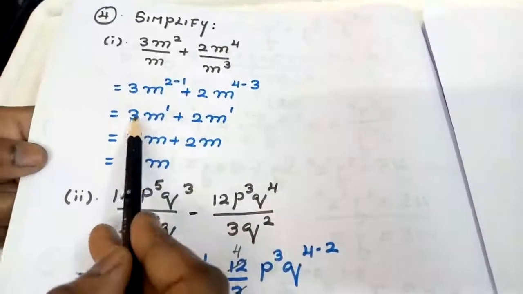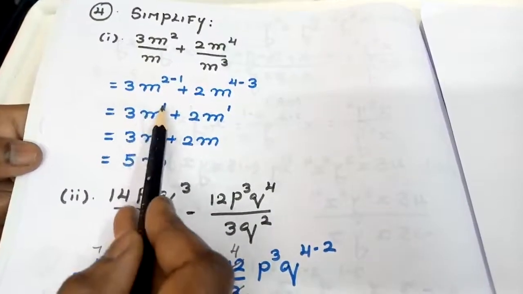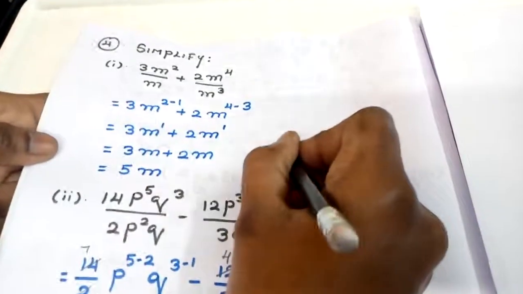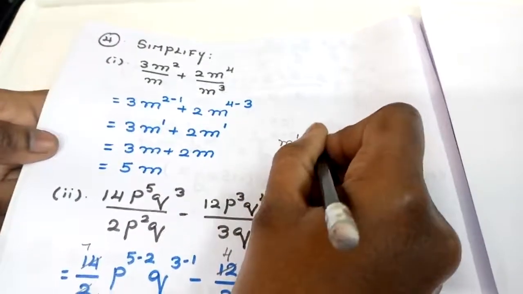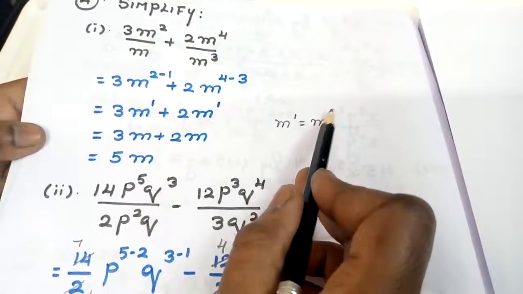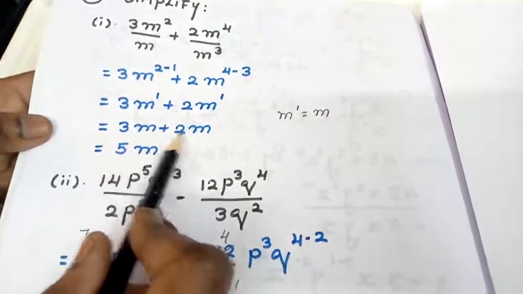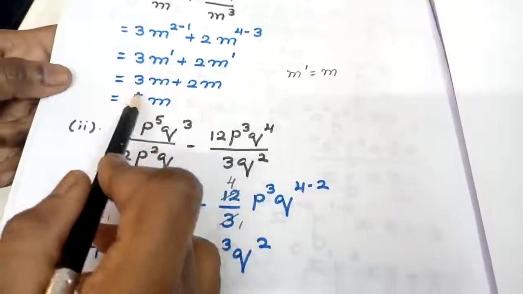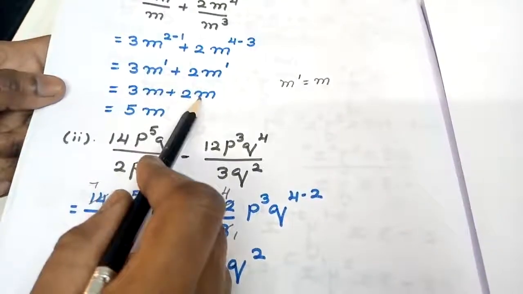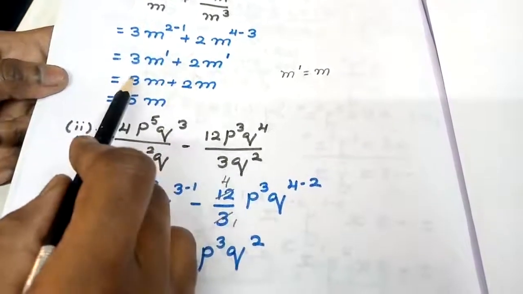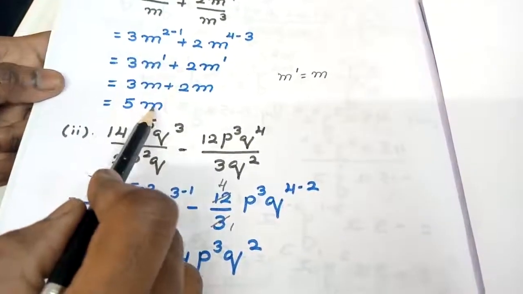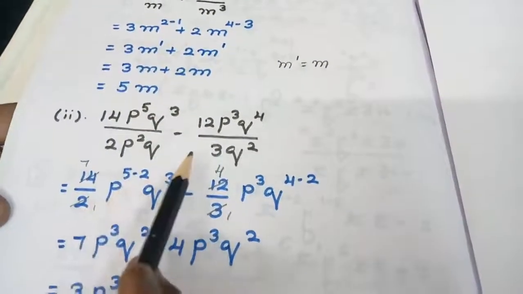After calculating, I will be getting 3 m to the power 1 plus 2 m to the power 1. Understand one thing, m to the power 1 can be written as m. That is, if you do not have any power at the top, it is understood that the power is 1. So in this way I am writing 3m plus 2m, which is equal to 5m. If both the variables are same, I can calculate the value: 3m plus 2m is nothing but 5m.